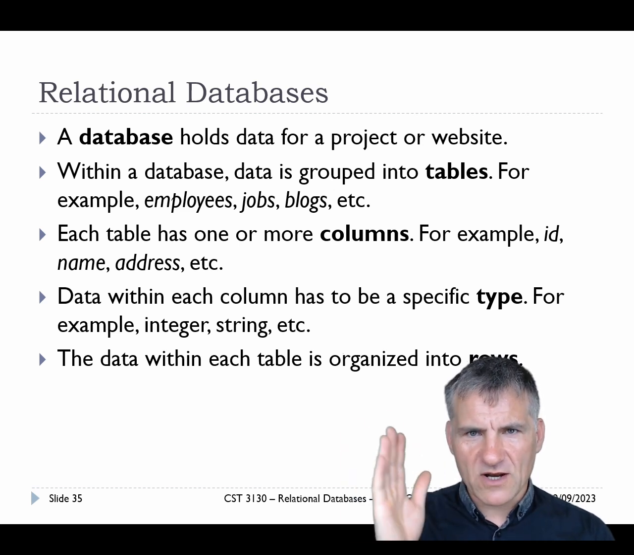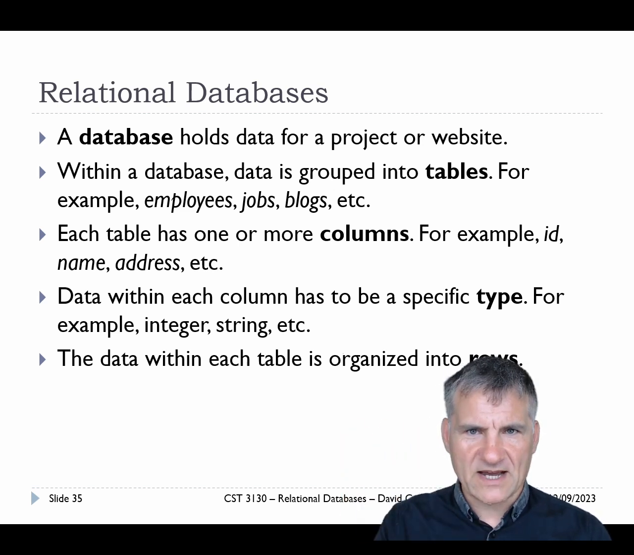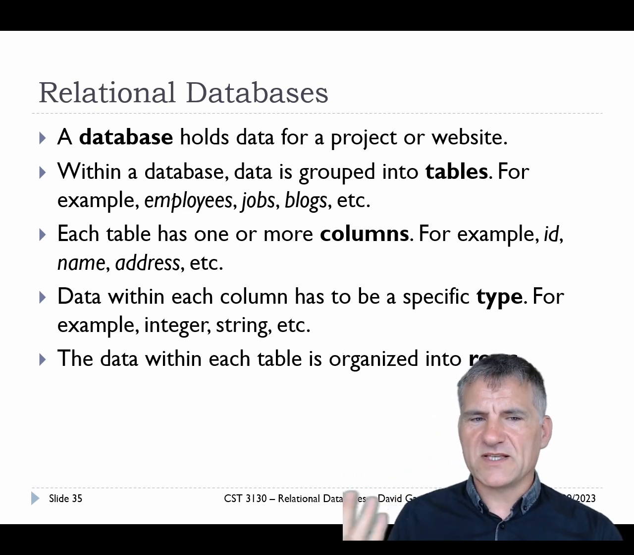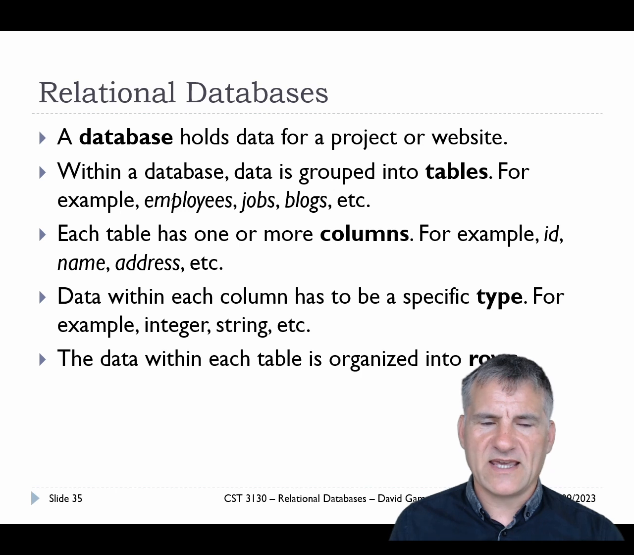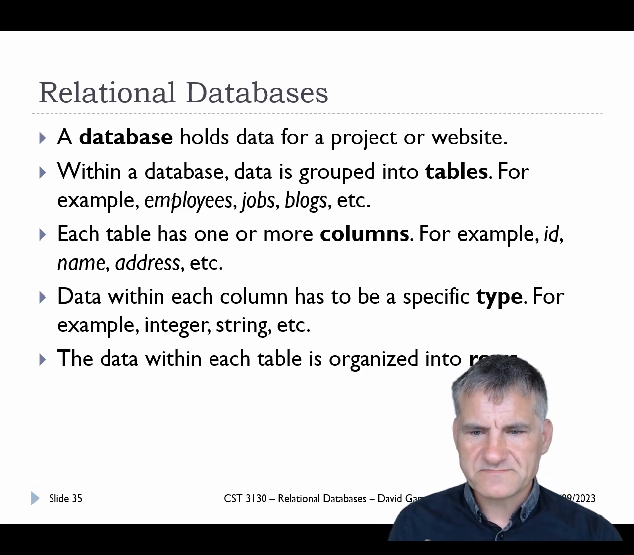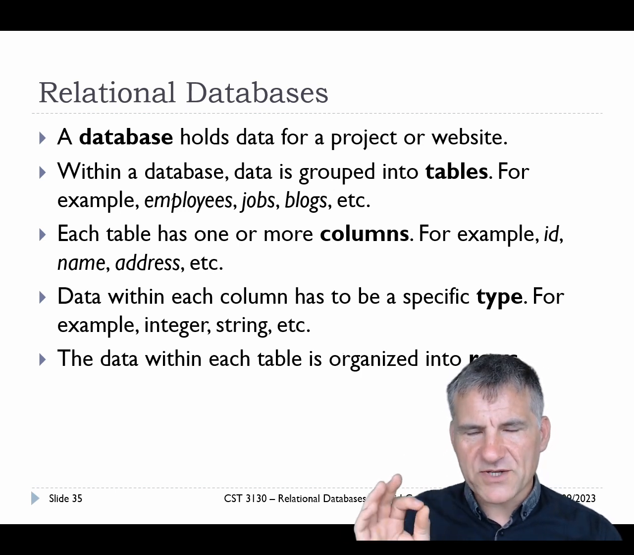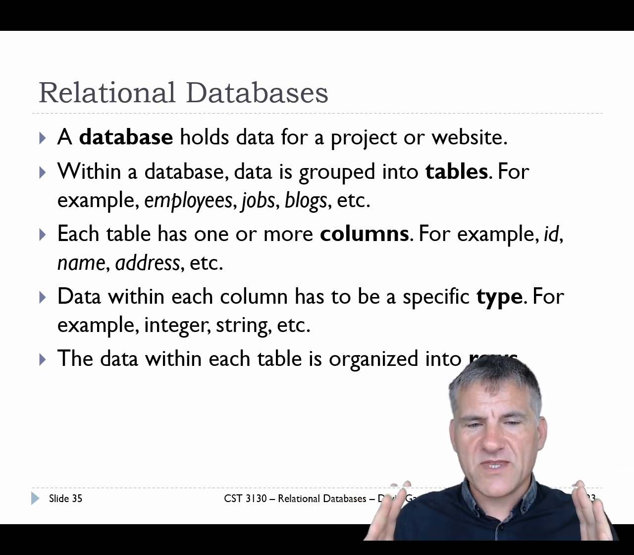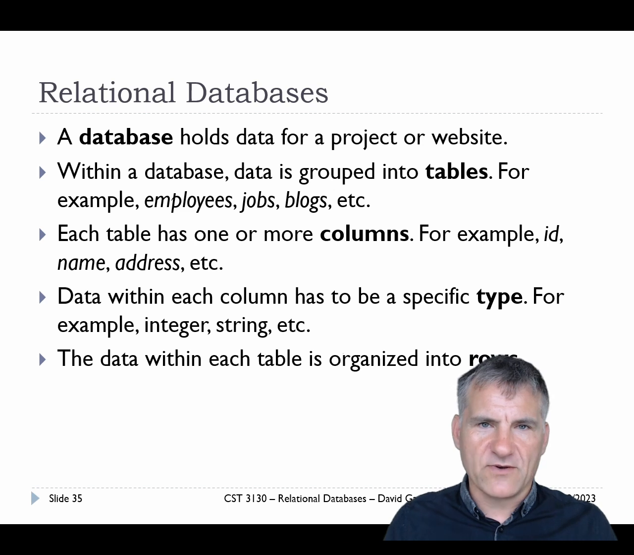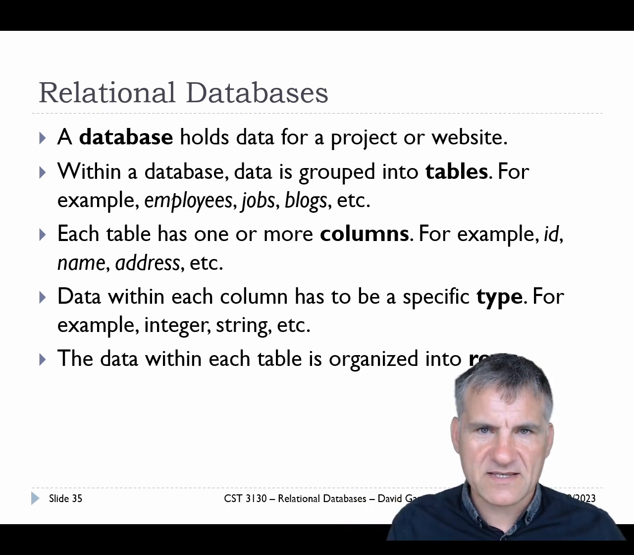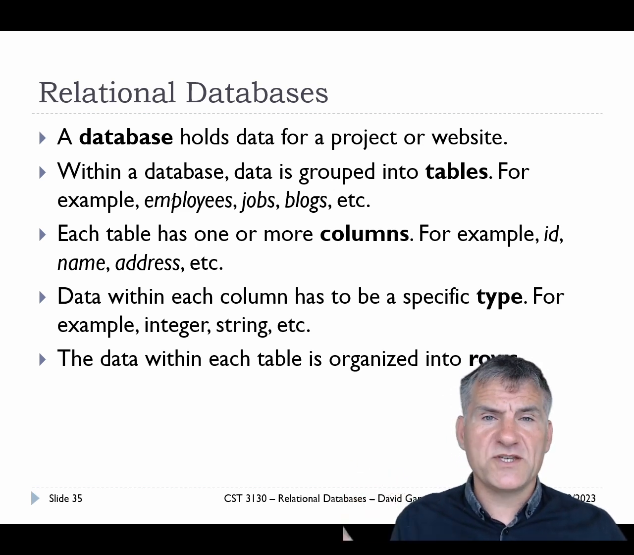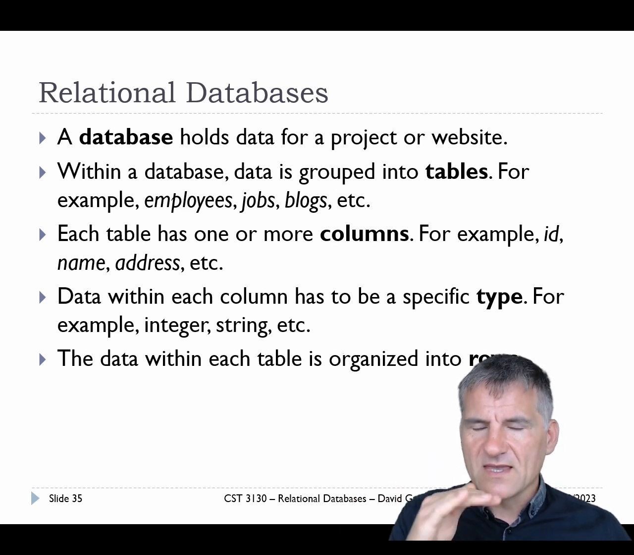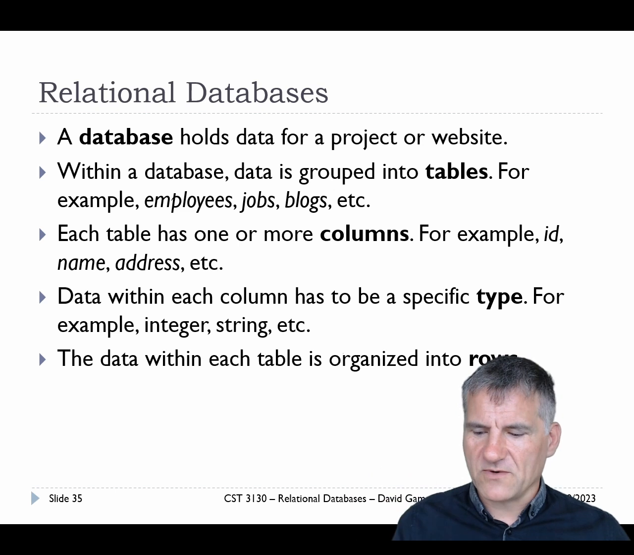Within the table, you have columns. These are a fine breakdown of the different pieces of data in the tables. So, for example, an employee might have an ID, a name, an address, and so on. And because relational databases are trying to constrain the data as much as possible, the data within each column has to be a specific type. So your email address might have to be text, your phone number would be an integer, the price of a product might be a float, and so on. And then the data within each table is organized into rows.